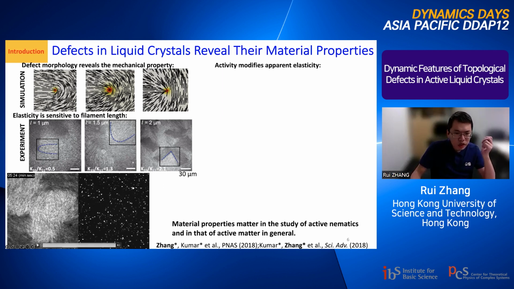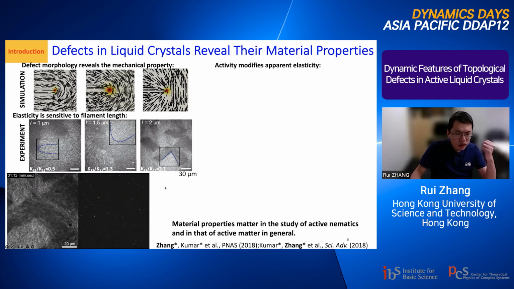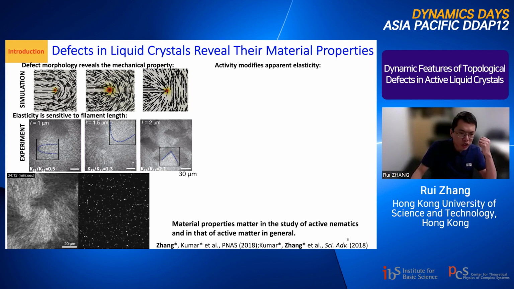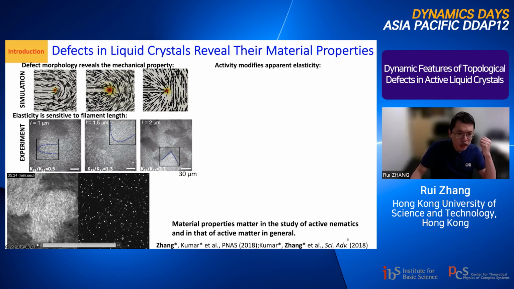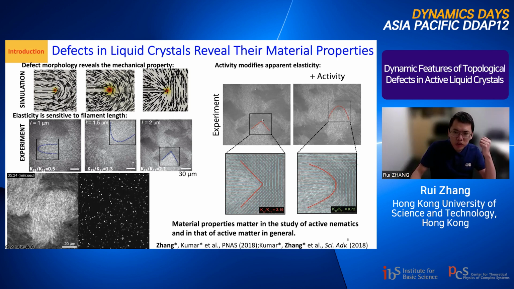Actually, more interesting is that if our experimentalists add motor proteins to the system to activate the liquid crystal, they can see that the shape of the defect has changed from a V letter to a U letter, indicating that the bending mode is softened during the excitation of the system by the action of the motor proteins. So in active systems, the apparent material properties will be different from the passive properties, and this is reflected by the morphology of the defects.